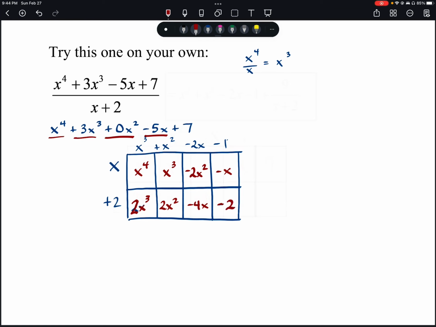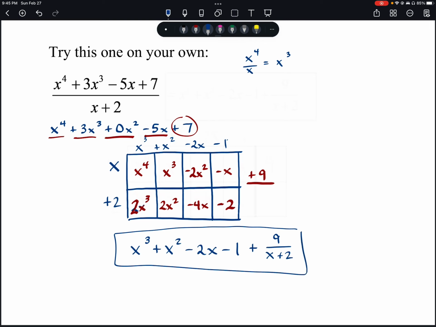And since we have a total of 7, negative 2 plus what gives us 7? Well, I think we're going to have to end up with a 9 out here. And since now we have that 9, we can take it and write out our answer. So our answer will be x to the third plus x squared minus 2x minus 1, and then we're going to add 9 over x plus 2. That is our quotient.